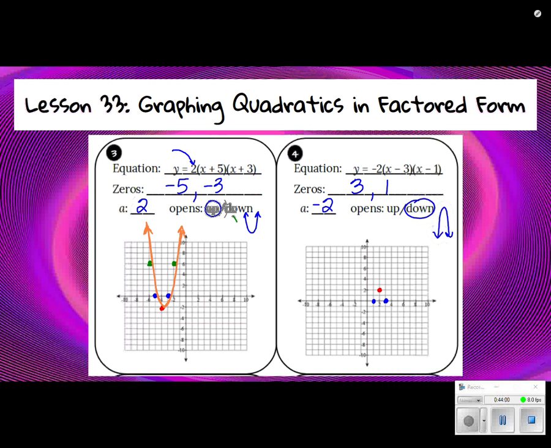I'm going to pick something on the outside, like 4 or 0. Ooh, I like 0. Let's plug in 0. So -2 times 0 minus 3, 0 minus 1. All right, so -2 times -3 times -1. So -2 times -3 is 6. 6 times -1 is -6. So 0, -6. That would mean that 4 would also be -6. So there I have my 5 points. Let's connect them and make our parabola.